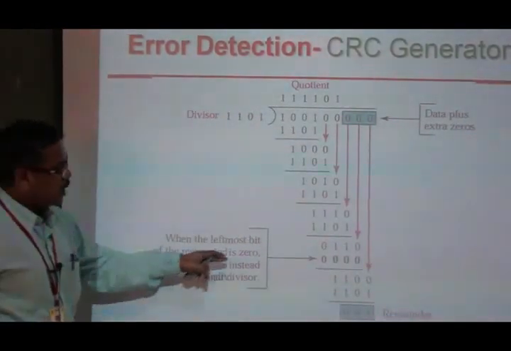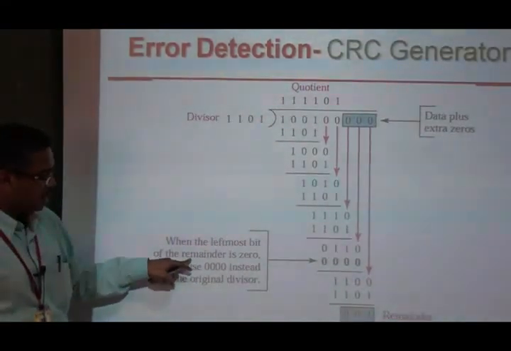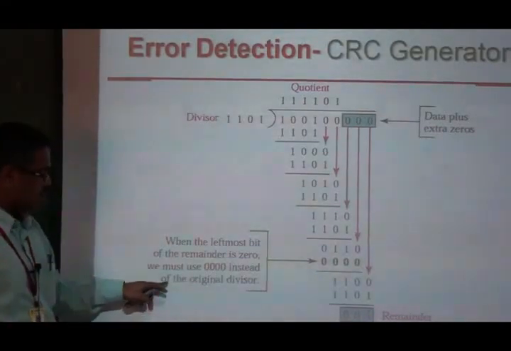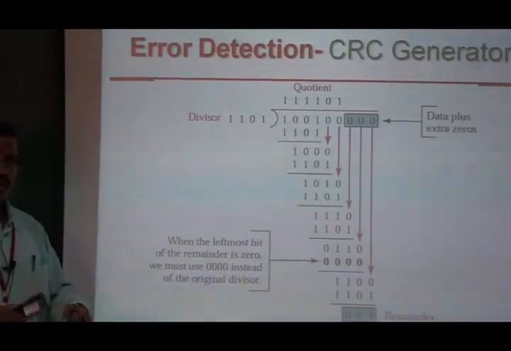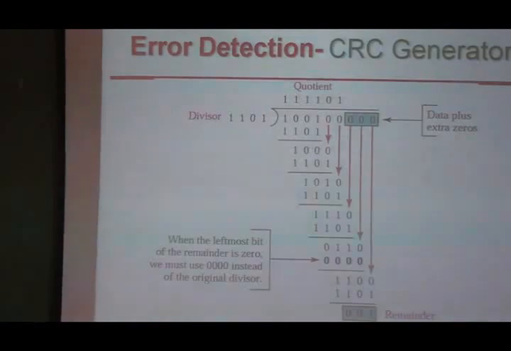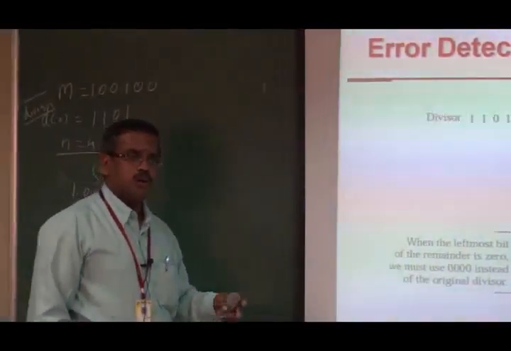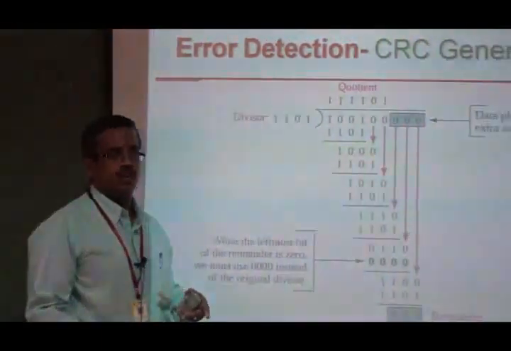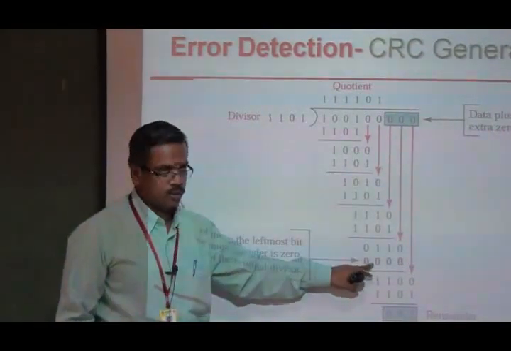This is called the CRC. While adding the 0, when the leftmost bit of the remainder is 0, we must use 0000 instead of the original divisor, because we need to skip or eliminate that 0 from the message. Since AND or OFF, AND is used in the process, OFF cannot compute anything, so we do not consider that 0. For eliminating this 0, we have to use this.